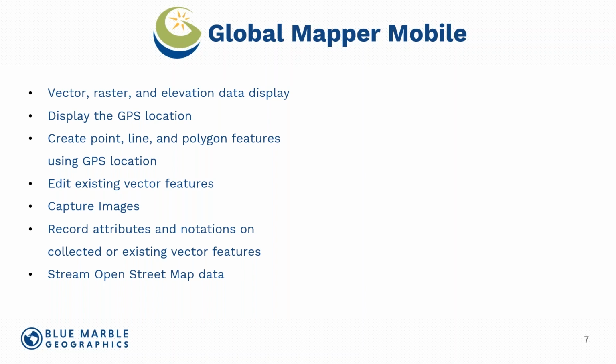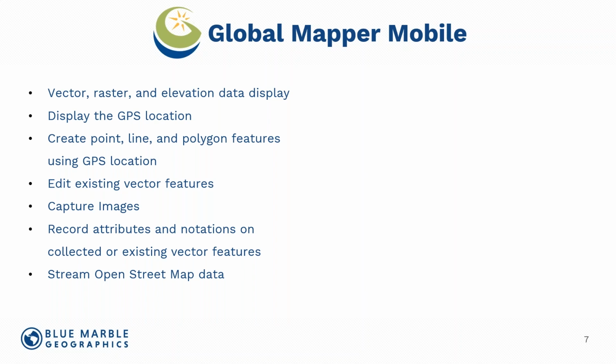With that free app download, you are able to use the app to collect data and view data. I've just got some high-level tools noted here for what the standard or base version of the app does. This is the free version again. We have vector, raster, and elevation data display. You can display the GPS location of your device, using the internal location services of your smartphone or tablet device.